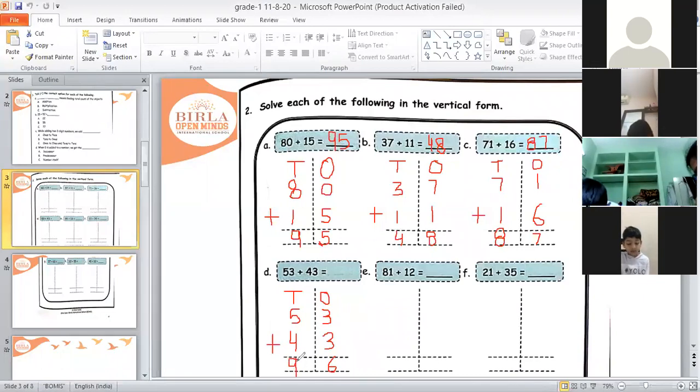So now read this number, Rohit. 96. Very good. So the answer is 96, children. So we will write this answer in this blank space also. So this is 96.